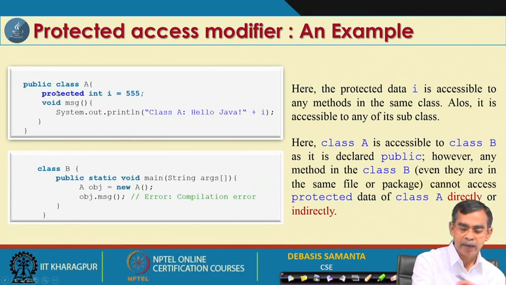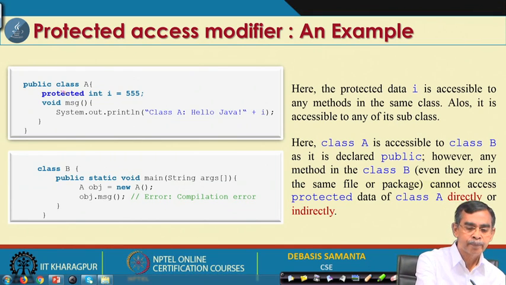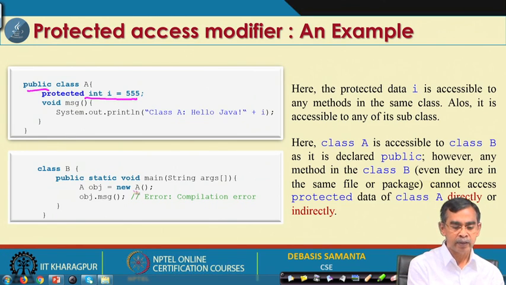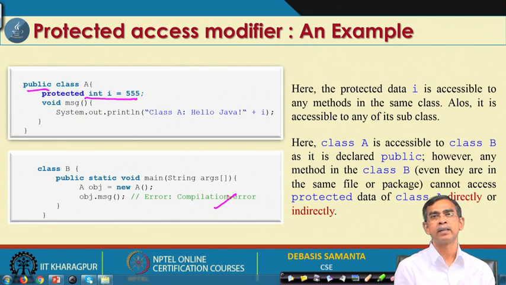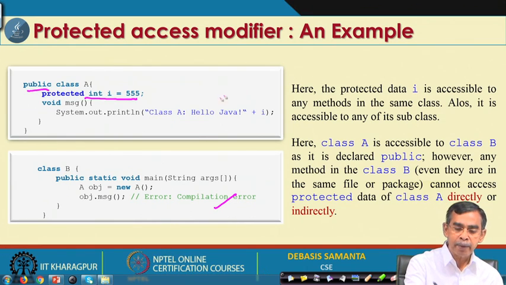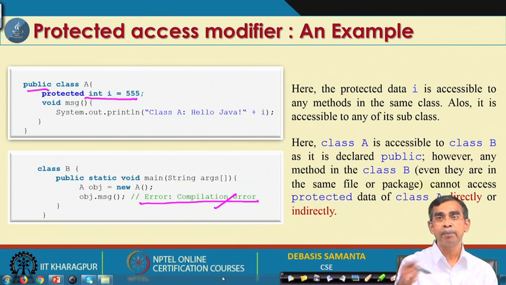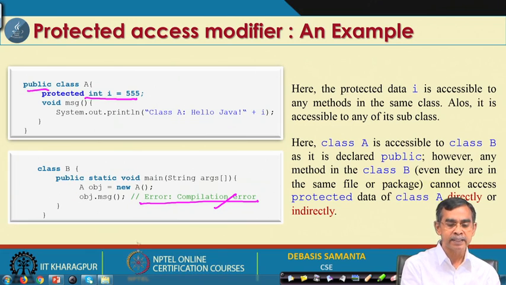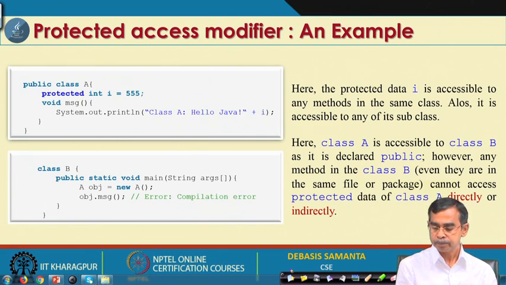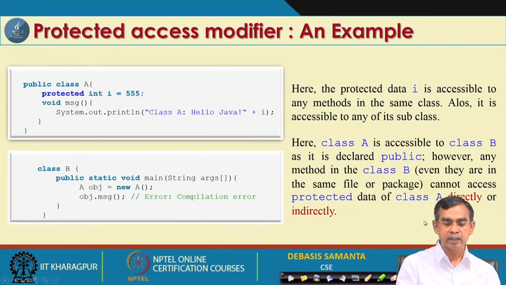Class A is one class that we have declared here as public, and here one data member we have declared as protected. Now, in class B, if we want to access this protected data, then it will be a compilation error. But if they are in the same file, then there is no compilation error. So, in the same file it is allowed, but from a different file, an outside class cannot access the protected data. So, this is the concept of protected.